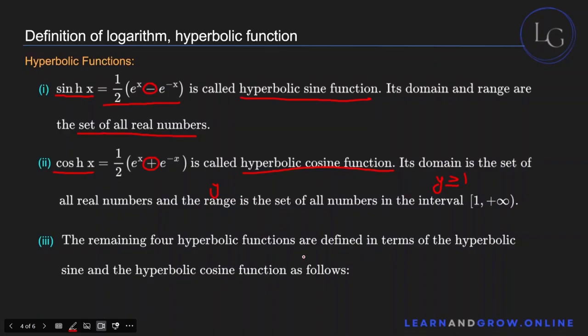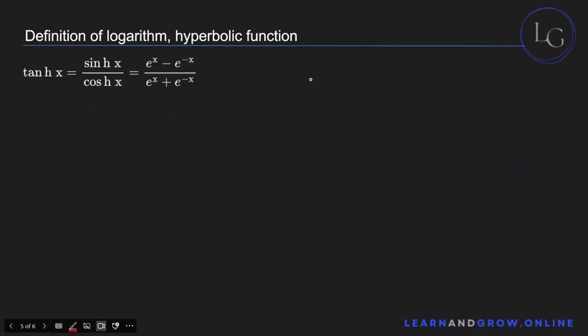And the remaining 4 hyperbolic functions are defined in terms of hyperbolic sine and hyperbolic cosine. So for example, tan hyperbolic of x is just equal to sine hyperbolic of x over cosine hyperbolic of x, just like you had it in the trigonometric functions, right? And here's what it is. Once you simplify it down, you get this.